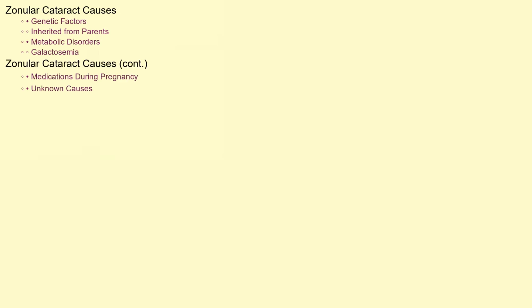So, what causes a zonular cataract? Unlike age-related cataracts which develop gradually over time, zonular cataracts often arise due to genetic factors, meaning they can be inherited from parents. They can also be linked to metabolic disorders during a child's development, such as galactosemia or even exposure to certain medications during pregnancy. In some cases, the exact cause remains unknown.